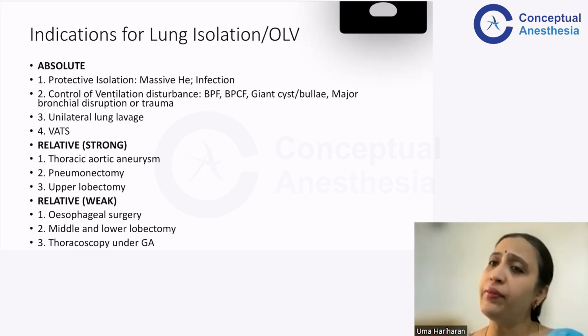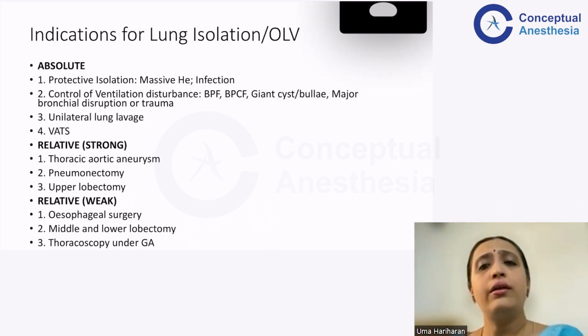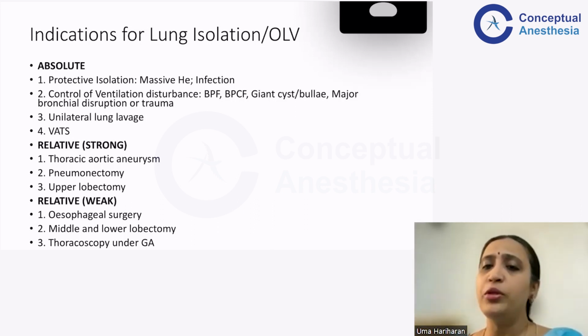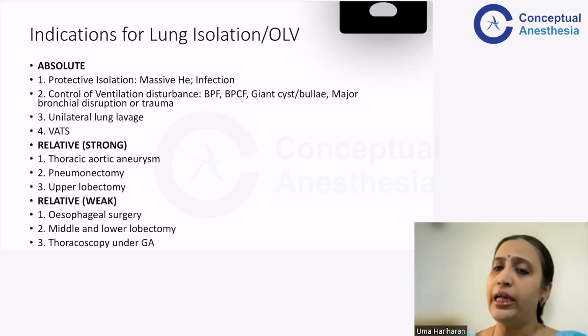Then coming to relative indications for lung isolation, relative strong are thoracic aortic aneurysm, pneumonectomy and upper lobectomy, and relative weak indications are esophageal surgery, middle and lower lobectomy, thoracoscopy under GA.